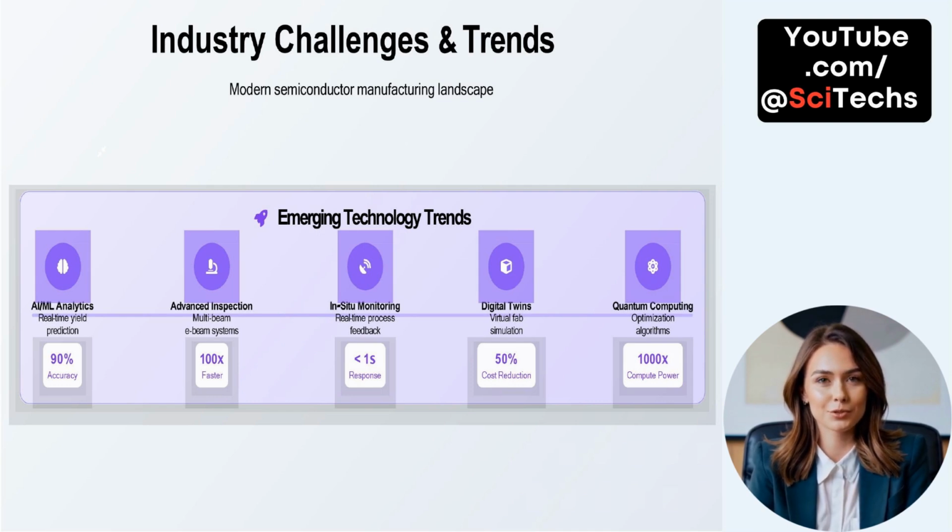In-situ monitoring offers real-time process feedback with a response time of less than 1 second, allowing immediate corrections and tighter process control. Digital twins, or virtual fab simulations, are revolutionizing factory operations by offering up to 50% cost reduction through predictive modeling and scenario planning. Finally, quantum computing brings an exponential leap in processing capability, providing 1,000 times more compute power, enabling complex optimization algorithms that were previously impossible, and pushing the boundaries of semiconductor design and manufacturing efficiency.